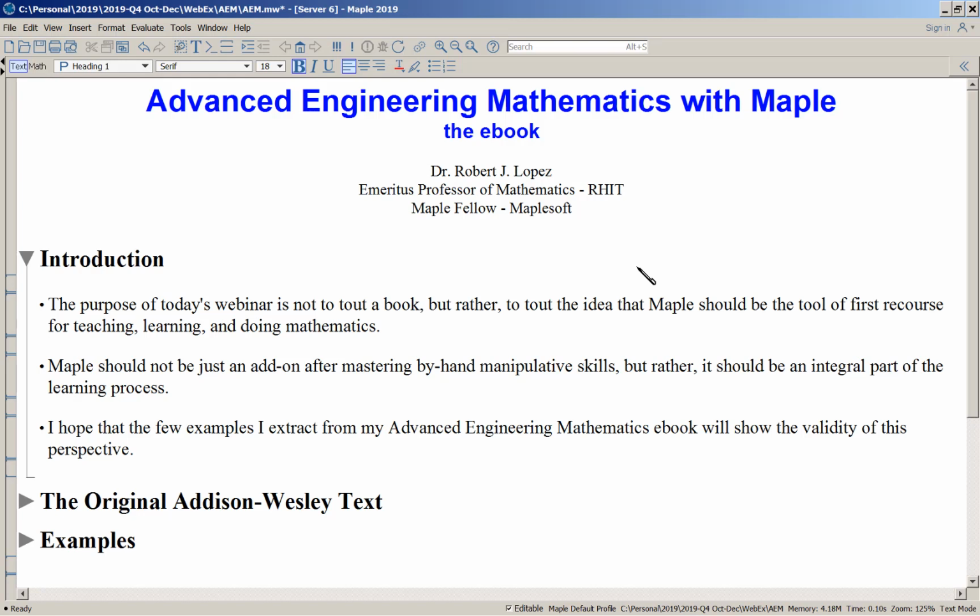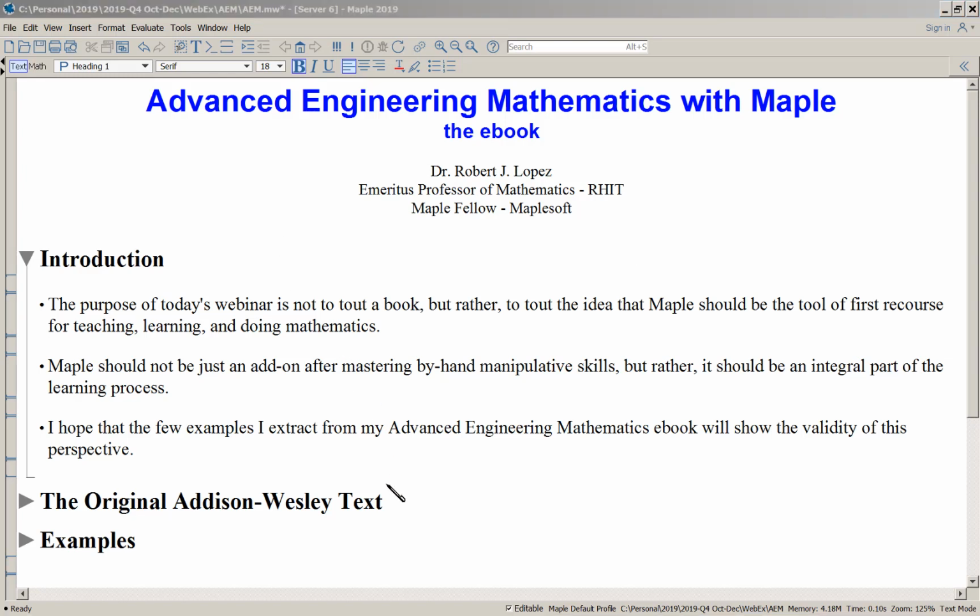And it should not be an add-on. The approach that says, learn this stuff by hand and then, oh yeah, Maple can do it too, doesn't work, and that's not what I'm trying to get across. What I'm trying to get across is that Maple should be an integral part of the learning process. And I'm going to try to make that clear with a few examples that I've extracted from the ebook.